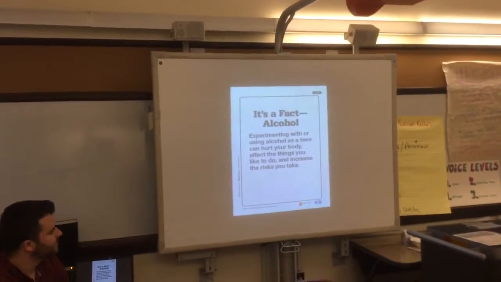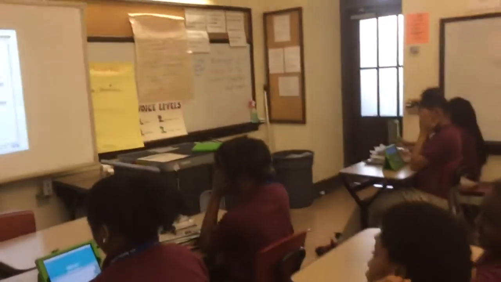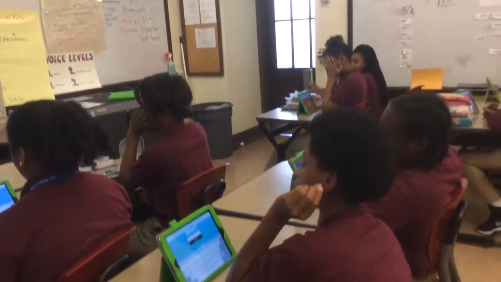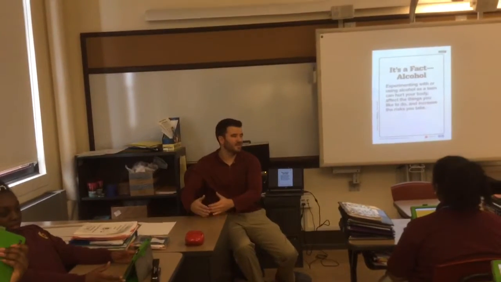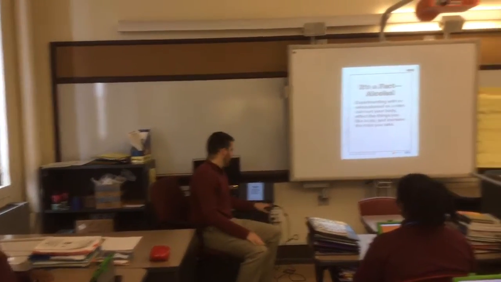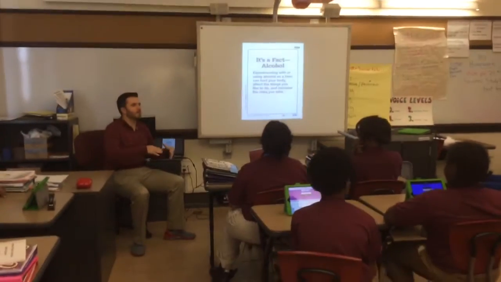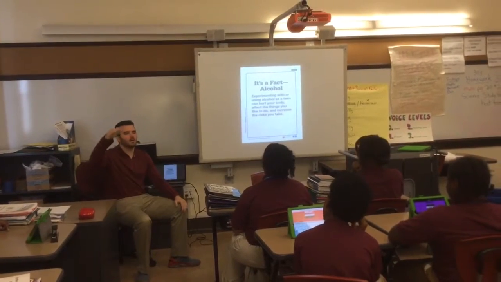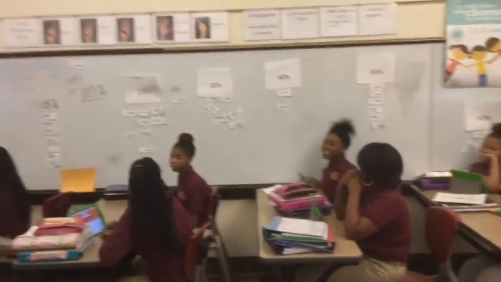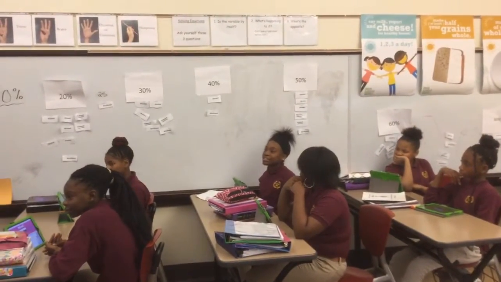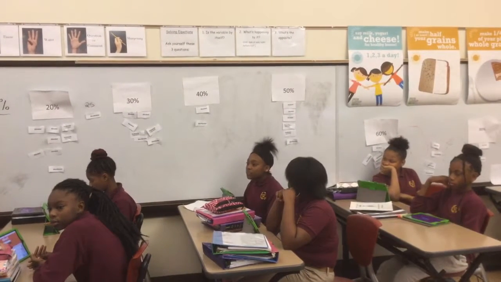Experimenting with or using alcohol can hurt your body, affect the things you like to do, and increase the risks you take. Remember we talked about how using alcohol can increase the risks we take and increase the negative behaviors that we have. Anyone want to raise their hand and share a specific example of a poor risk that alcohol can lead us to do, something really bad? Paris? Alcohol can lead to, like, you could die from it if you drink too much, or you could be homeless from your family because your family could disgrace you for what you do.